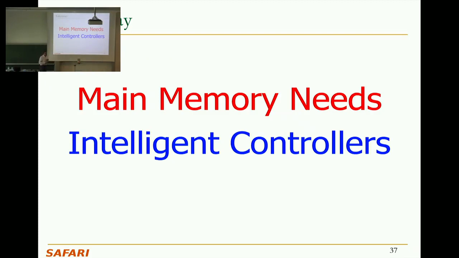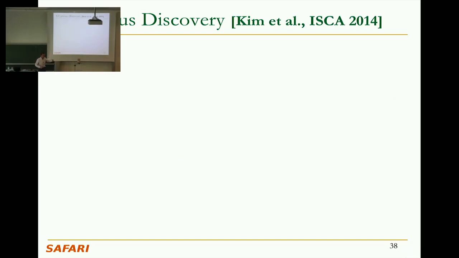OK, so that's one motivation. I'll give you one more motivation that's even more serious, I think. Maybe you don't want to get rid of refresh. You're happy with your battery being drained with a refresh every 16 milliseconds. That's fine. But while we were doing a lot of these studies, we also discovered something that should not happen. This is called the RowHammer problem.